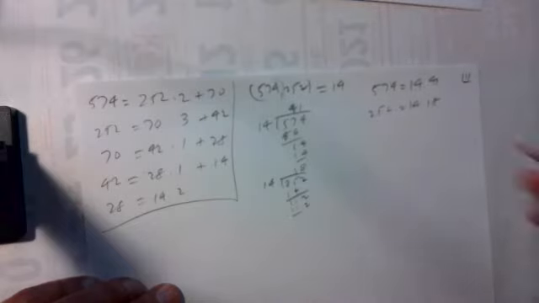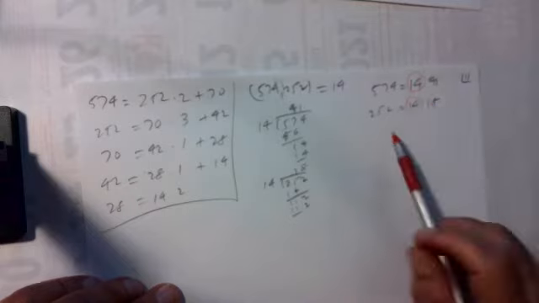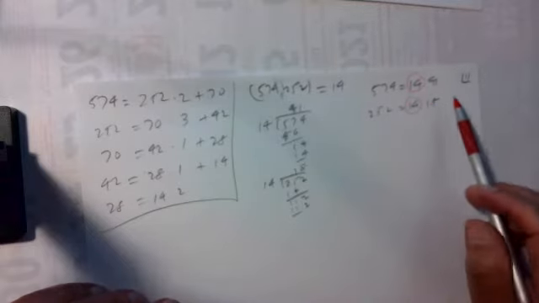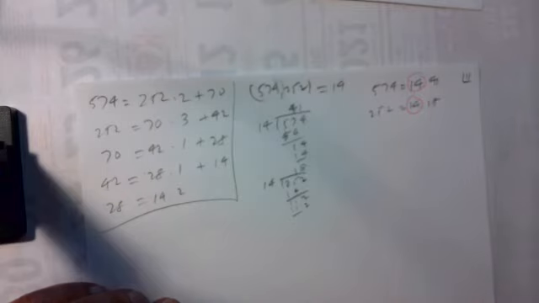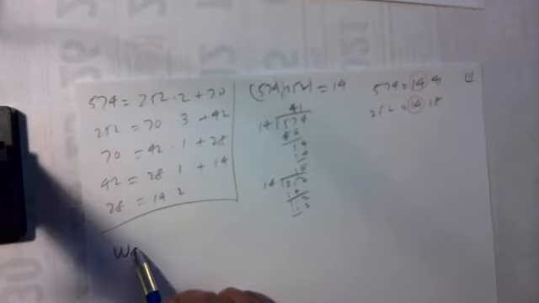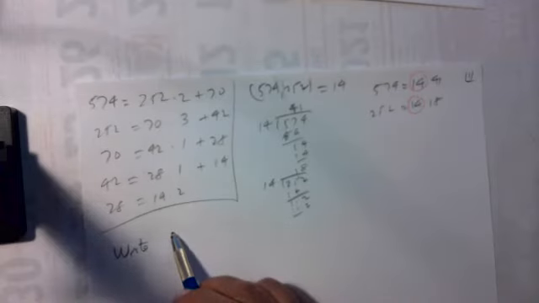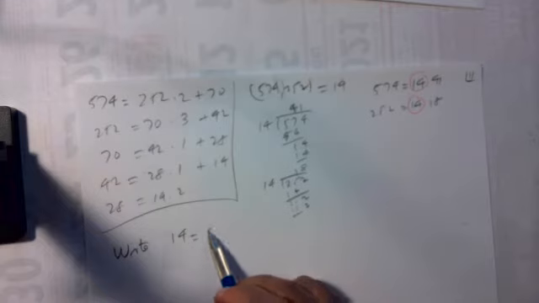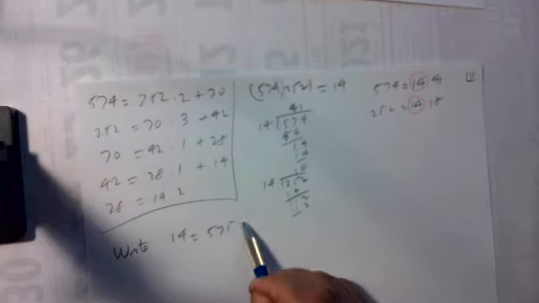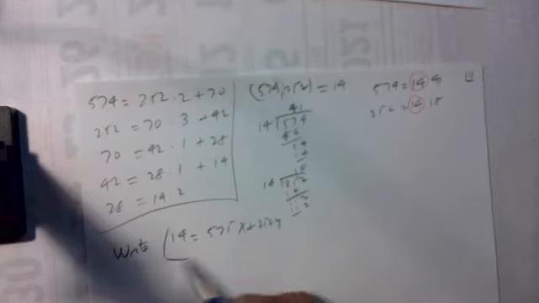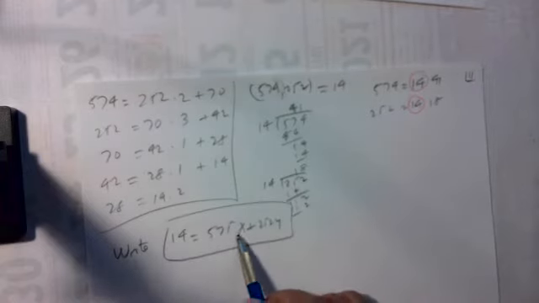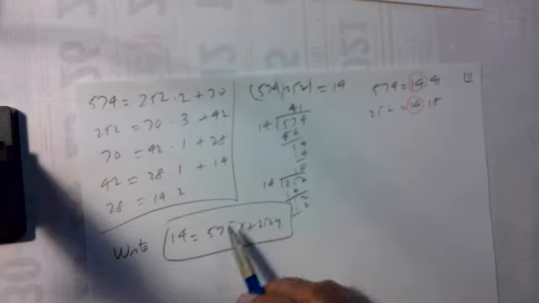So we see that 14 is a common divisor of 574 and 252, and these are the quotients. Okay. Suppose we want to write 14 as a linear combination with integer coefficients of 574 and 252.